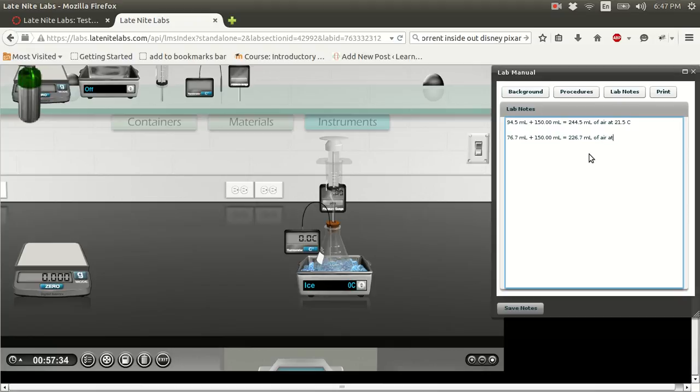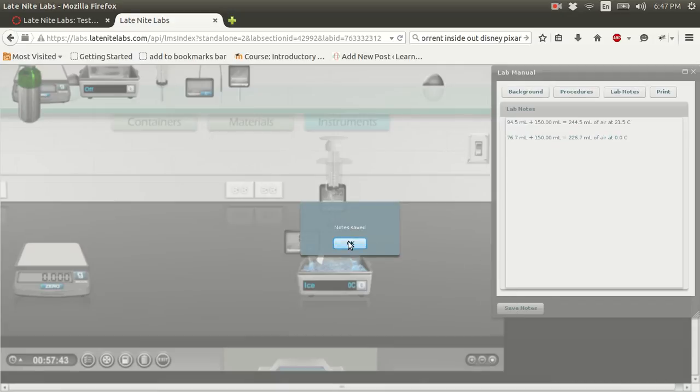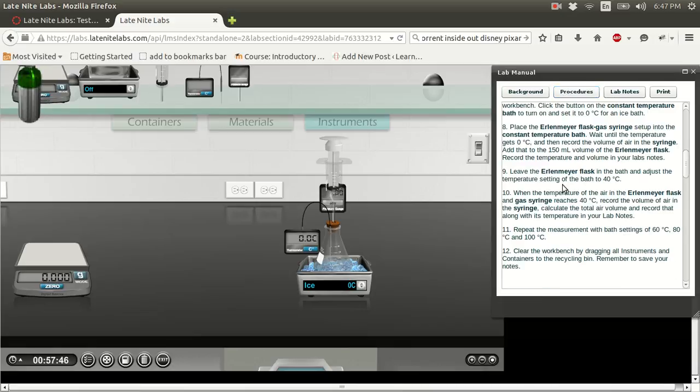Of air at 0.0 degrees Celsius. Save notes. Always save your notes. Learn that the hard way. And the procedures, all right.